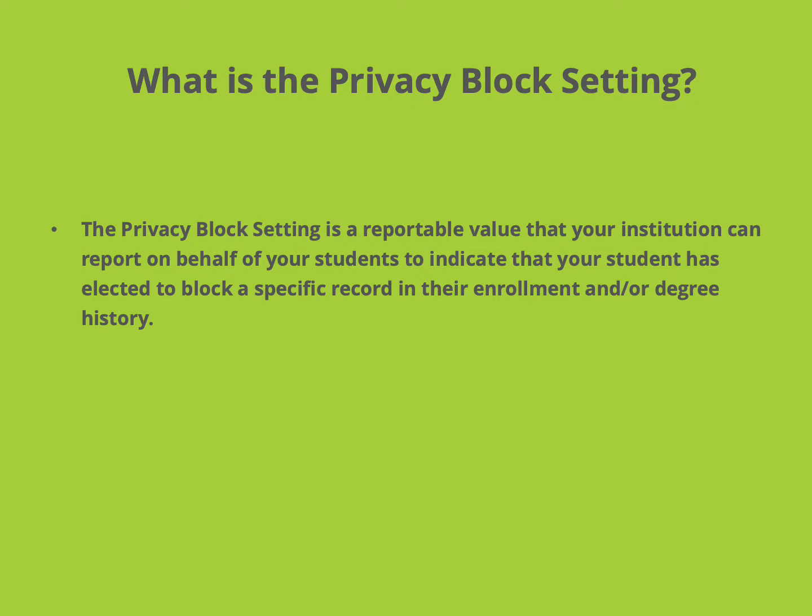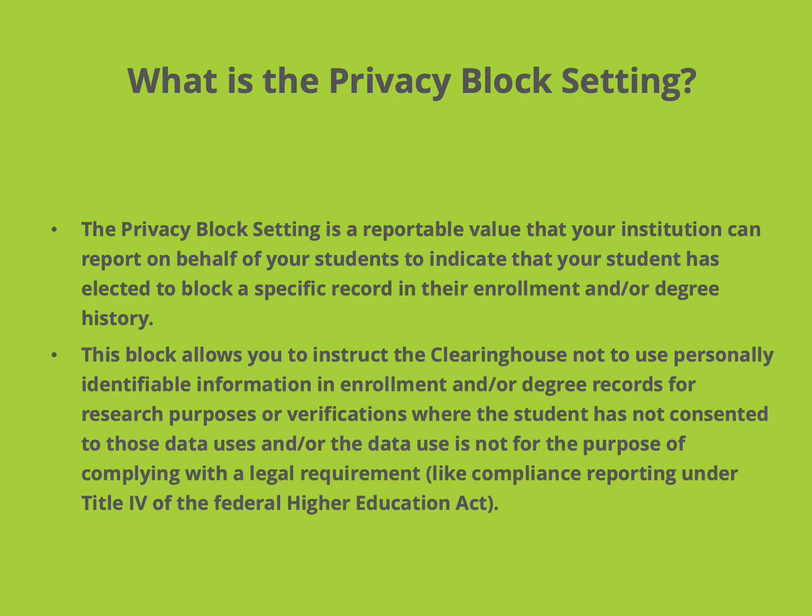This block allows you to instruct the Clearinghouse not to use personally identifiable information in enrollment and/or degree records for research purposes or verifications where the student has not consented to those data uses and where the data use is not for the purpose of complying with legal requirements like compliance reporting under Title IV of the Federal Higher Education Act. Also, it cannot be applied retroactively.